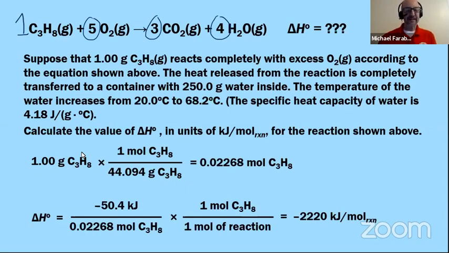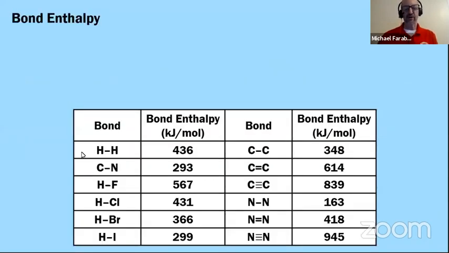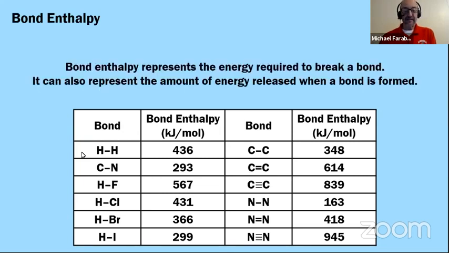Okay, so our next topic in today's lesson is on bond energy or bond enthalpy. So what you are looking at right now are a variety of chemical bonds. We have single bonds, double bonds, triple bonds, and then there is bond enthalpy listed next to each bond. So what exactly is bond enthalpy? It is the energy required to break that particular bond. It can also represent the amount of energy released when that bond is formed.